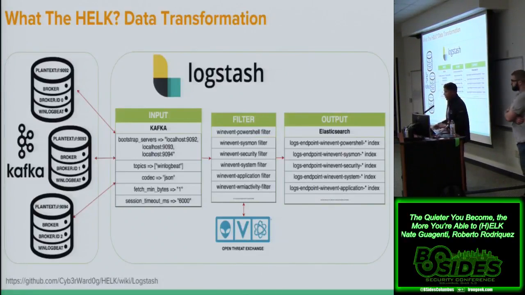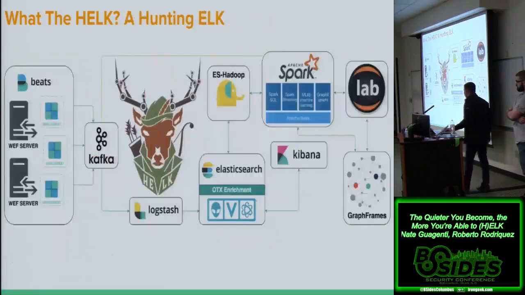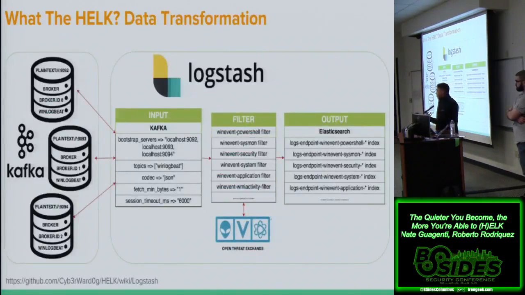So the HELK actually uses Kafka before Logstash, and that's just for scalability purposes. It's basically a publish-subscribe technology. All your data goes to Kafka, and then Logstash subscribes to specific topics, as they call them, to pull the data and then throw it into Elasticsearch.